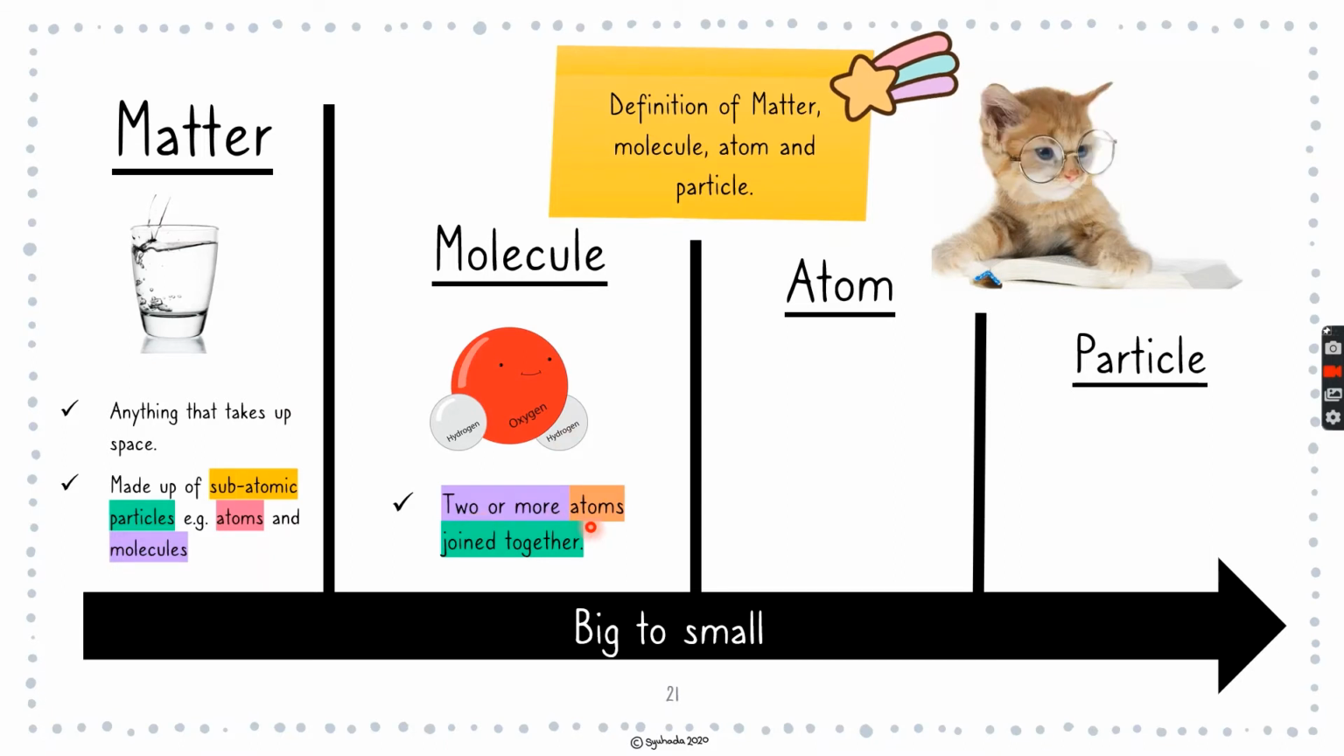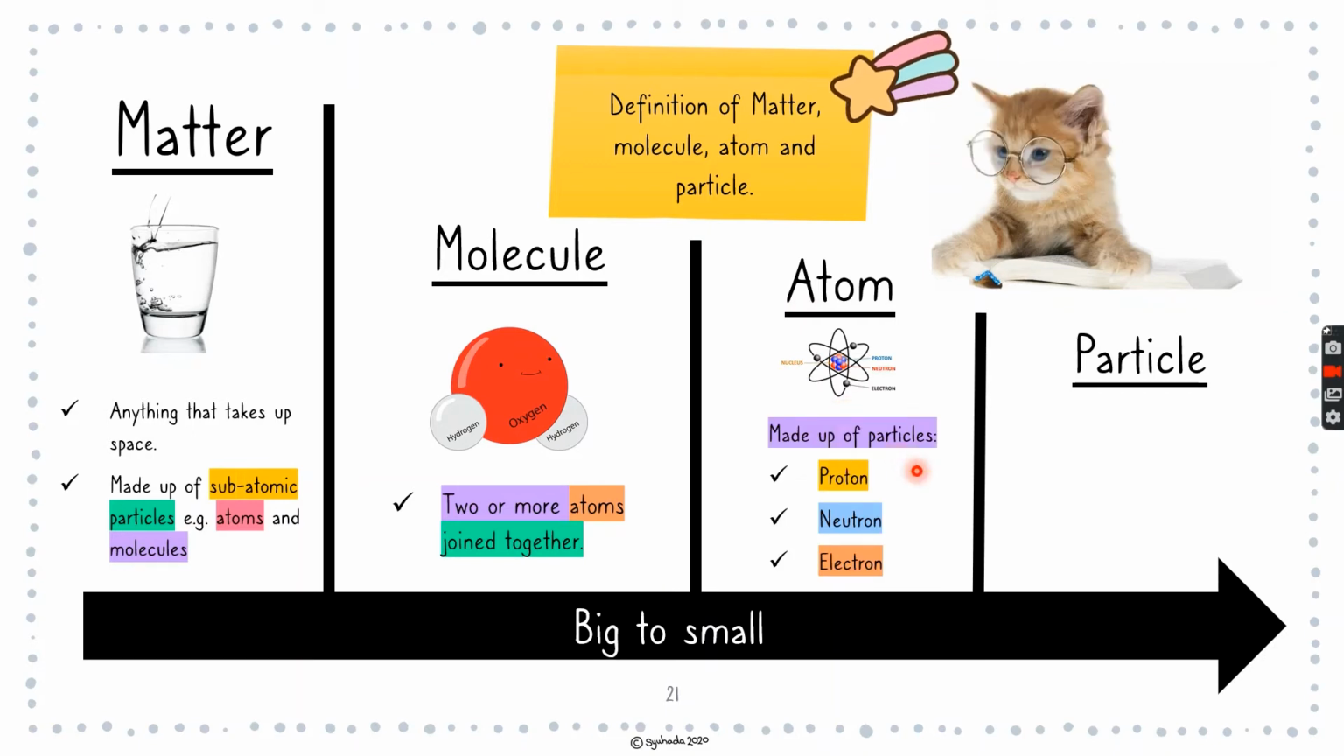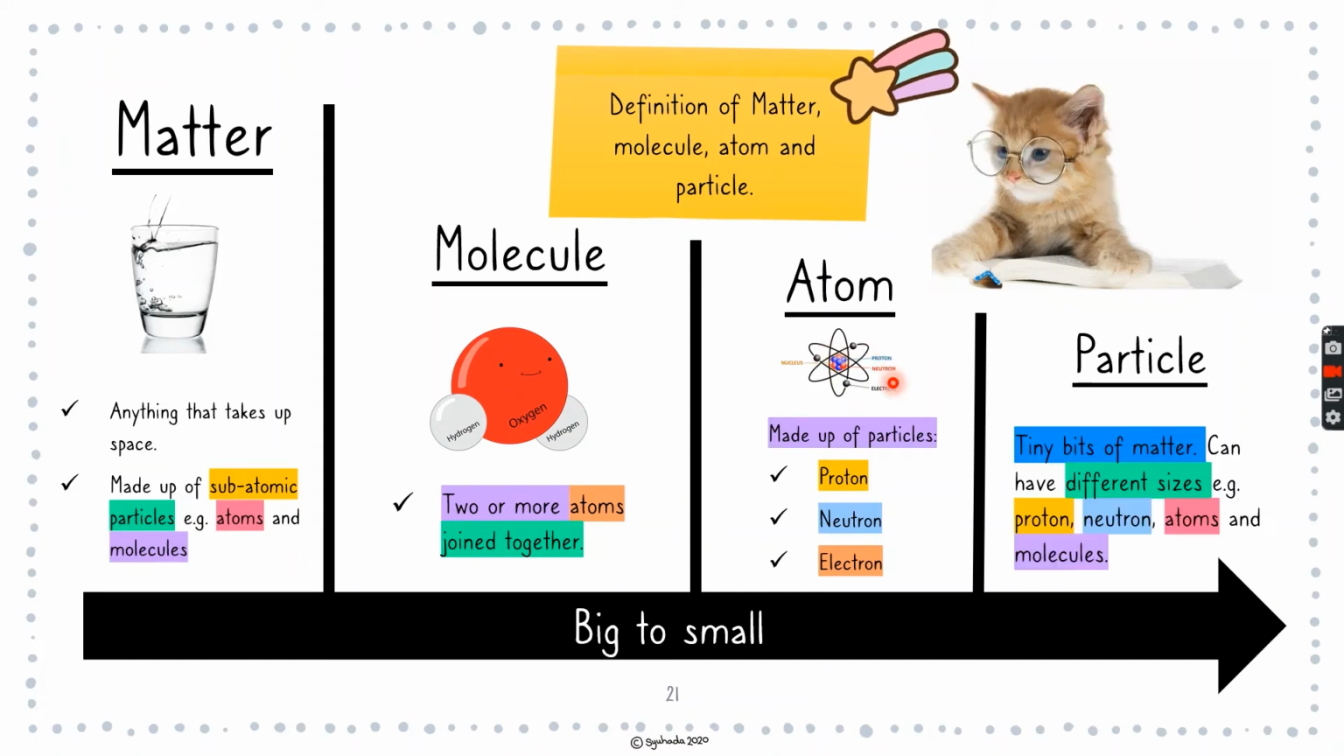A molecule is when you have 2 or more atoms joined together. A very famous example of a molecule is water. So you can see that an atom of oxygen here is bound to 2 hydrogen particles right there. What's an atom then? An atom is made up of smaller particles that are called proton, neutron, and electron. And you can see right here, this in the middle part is called a nucleus, and surrounding the nucleus are electrons. Inside the nucleus, you can find protons and neutrons.